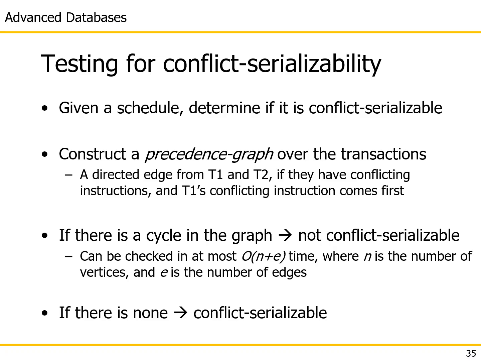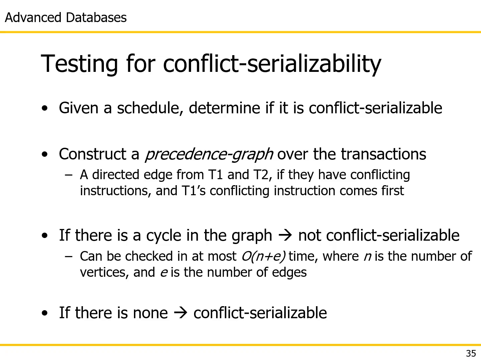What we are going to do is construct a graph and find out if there is a cycle in the graph. And if there is a cycle, we will decide that it is not conflict serializable, and consequently, the current arrangement of reads and writes should be changed by the scheduler. This is how the scheduler would actually do it.